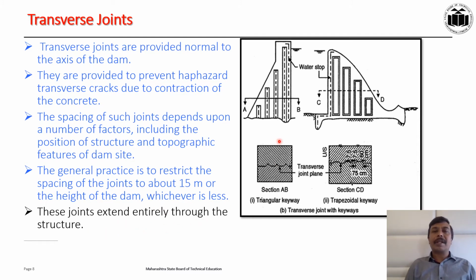So you are finding here the transverse joint with the keyways. This is the triangular keyway, and here you are finding the trapezoidal keyway. These keyways are provided to join the different layers of the concrete to have one homogeneous concrete gravity dam.